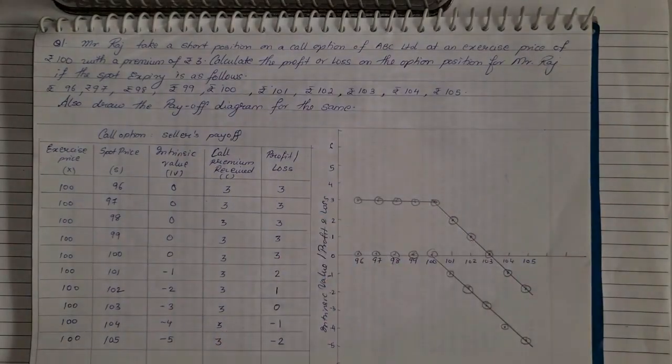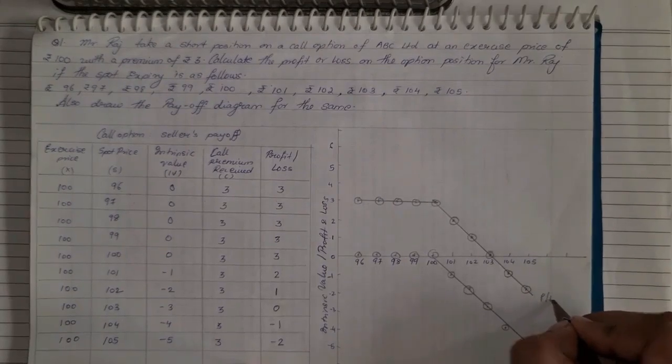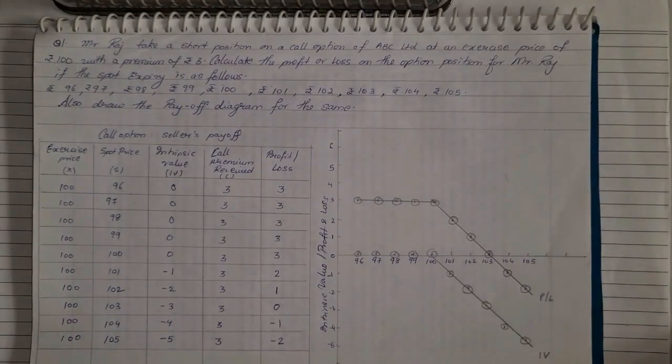So we can show here that this is nothing but your intrinsic value, and this was your profit and loss curve. This is basically how we have to solve the sum when we have a call option seller's payoff given and they ask us to solve it in both ways, the tabular method as well as the graphical method. This is one of the two examples that we have solved. Now we'll take up another example to understand the same concept of seller's payoff under call option.